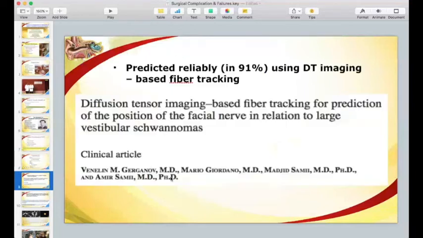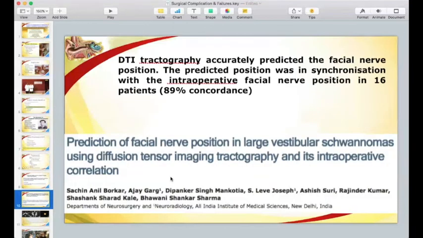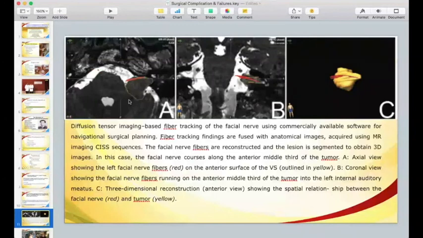In our imaging, we must try and get DTI imaging nowadays, because it reliably predicts the position of the facial nerve, which is the central point of our surgical enterprise. This has also been published in a paper from AIIMS. This is the appearance of the facial nerve in the scan, and this guides you during the operation. This is the procedure that we are adopting. So that's our neuroimaging, neuronavigation.